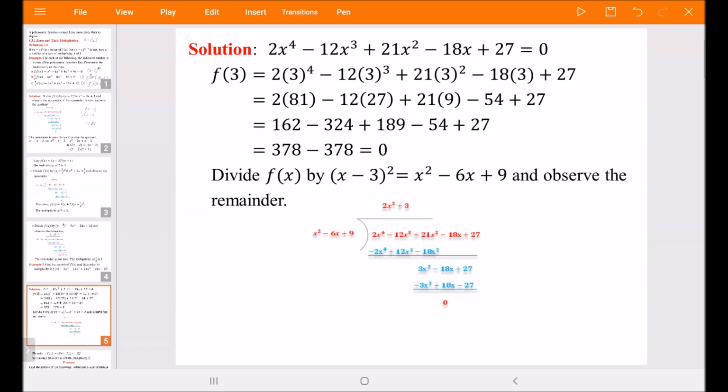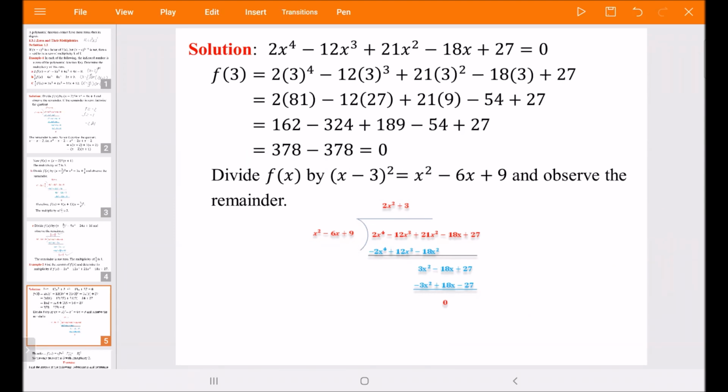So to find the other zeros of this polynomial, let us apply multiplicity. Increase the power of x minus 3 by 1. x minus 3 to the power of 2 is equal to x squared minus 6x plus 9. Divide f of x, 2x to the power of 4 minus 12x cubed plus 21x squared minus 18x plus 27, by x squared minus 6x plus 9. Then you observe the remainder.